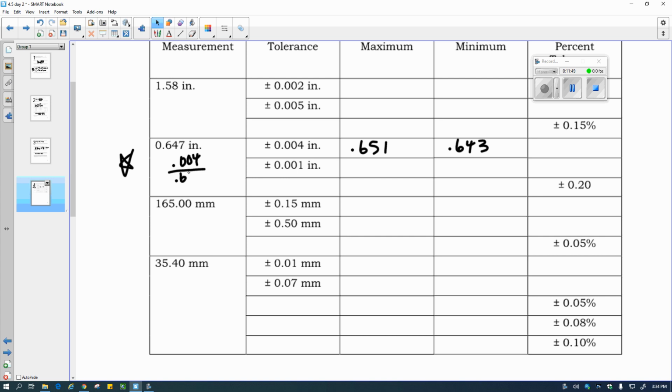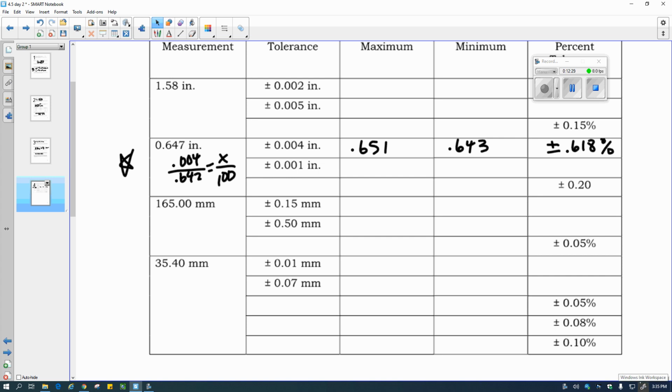And then I need to figure out what my percent is, so I'm going to do 0.004 of 0.647 is what percent over 100. I want to figure out what percentage that is. So 0.004 times 100 divided by the 0.647, and I get 0.618. That is my percent. So I say that this is plus or minus 0.618%. I'm going to double check that math again.